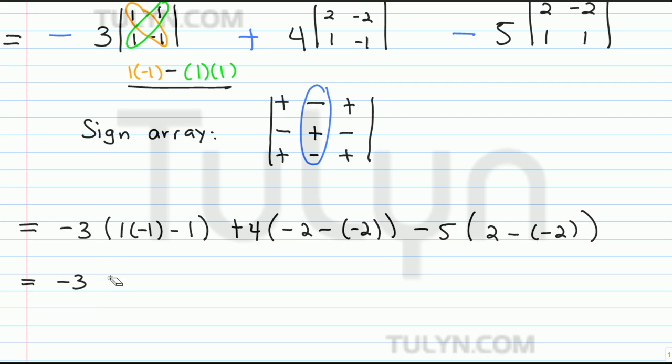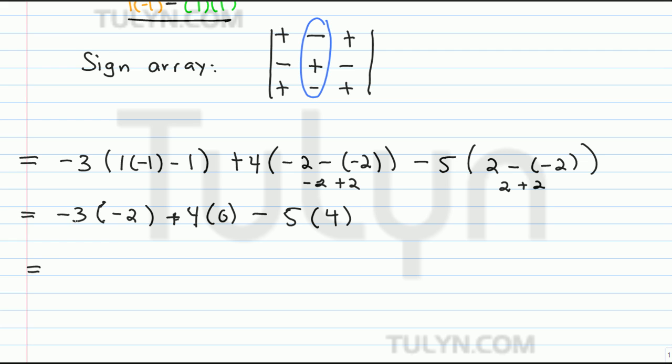So the inside here is going to become -2, plus 4 times -2 minus -2, which is the same thing as -2 plus 2, which gives us 0 since they're additive inverses. So this is going to be 4 times 0. And finally, we get -5 times 2 minus -2 is going to be 2 plus 2, which is 4.